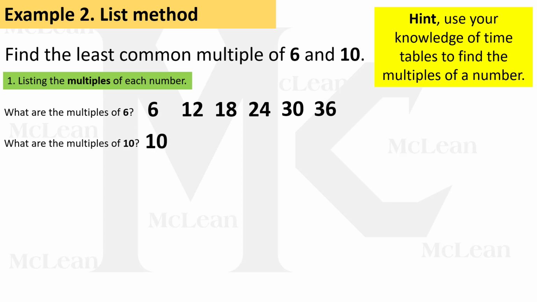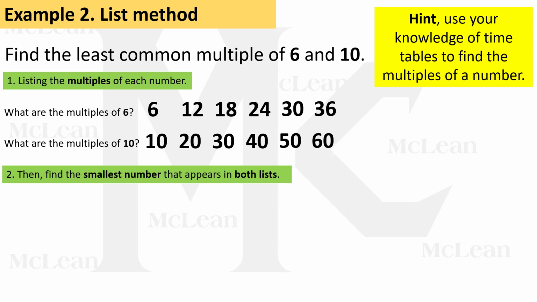Multiples of 10. Well, we all know how to count in tens. Still, we stop at 60. Now, we ask the question, what is the smallest number that appears in both lists? Can you see it? Aha! 30 appears in both lists, and it's the smallest multiple right here. If you go higher up, you will find other numbers that are in both lists for both 6 and 10. But we want the smallest common multiple, so we stay right here. So the LCM of 6 and 10 is 30.